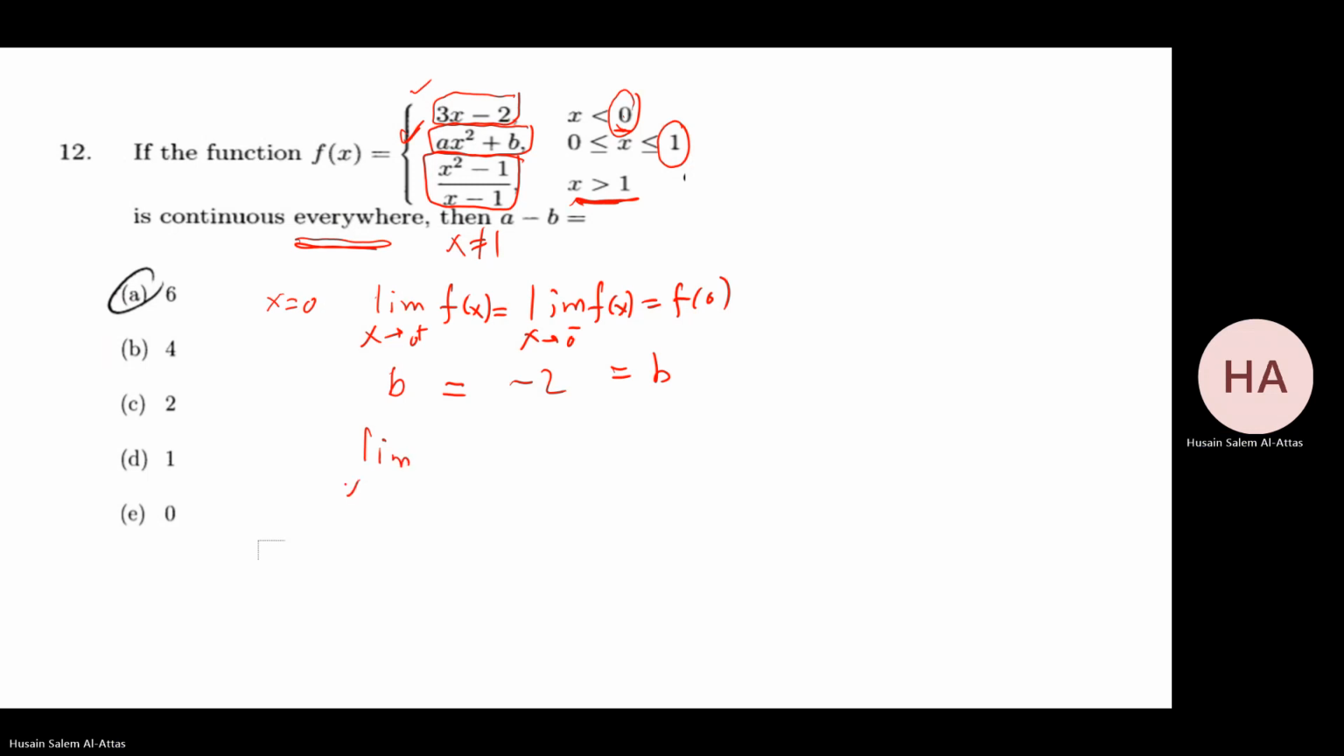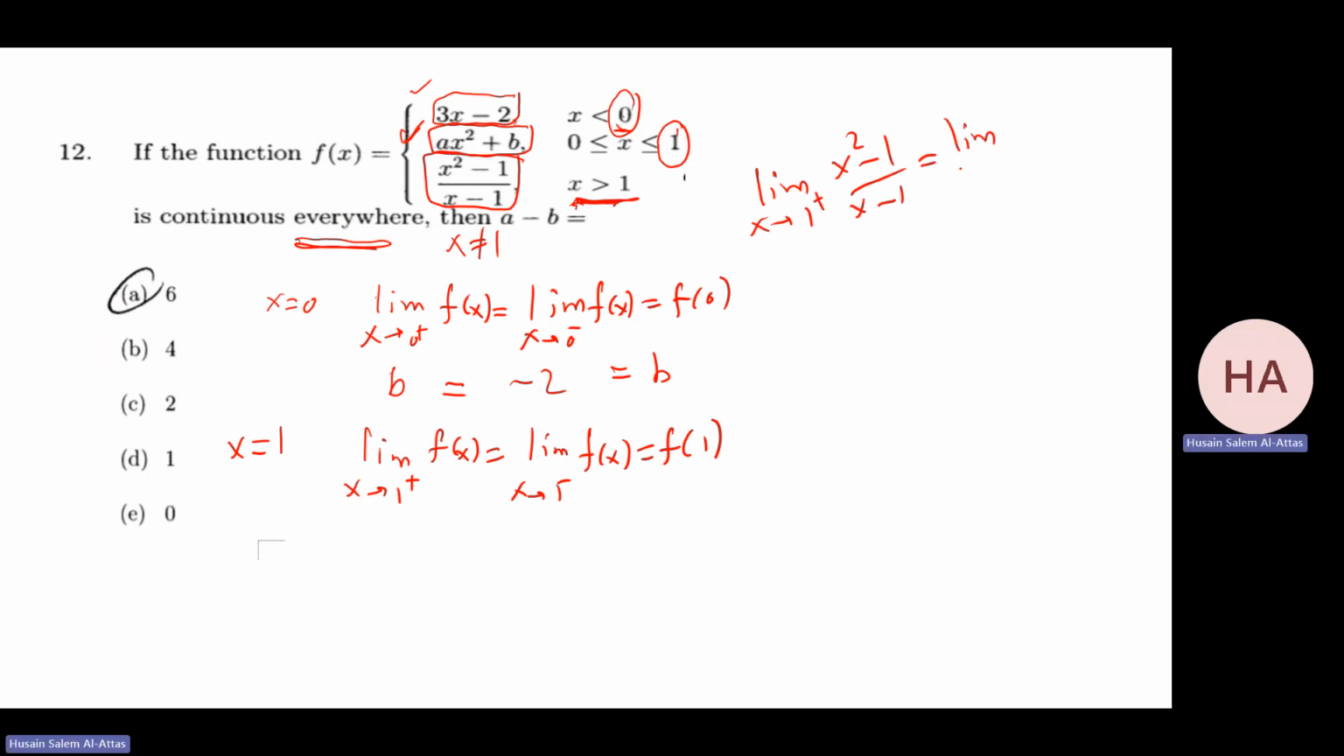Limit as x goes to 1 from the right, for x equal 1, it's also a junction point. F of x, limit as x goes to 1 from left, equals f of 1. From the right, I am here, so I need to check this limit. Let me do it here. That will be very clear: x minus 1 times x plus 1 over x minus 1, the x minus 1 has cancelled. We're getting 2. So this is 2, equal to 1 from the left. I am here, so it will be A plus B.